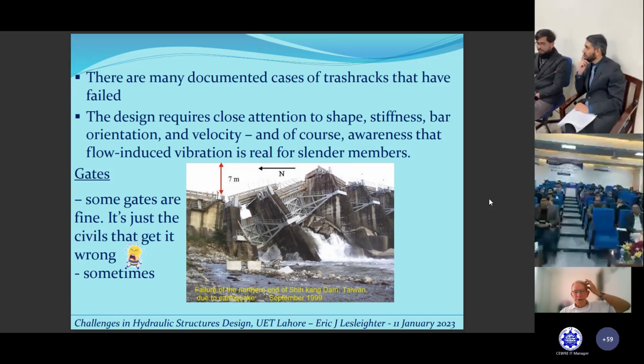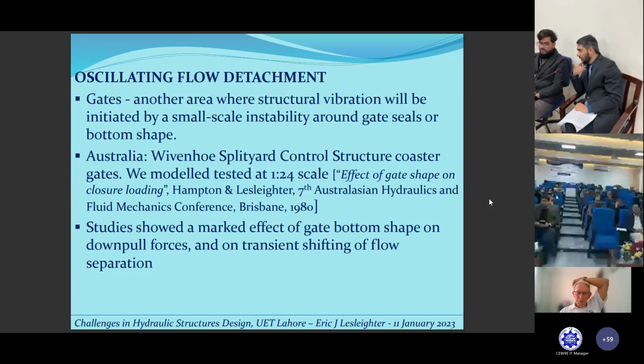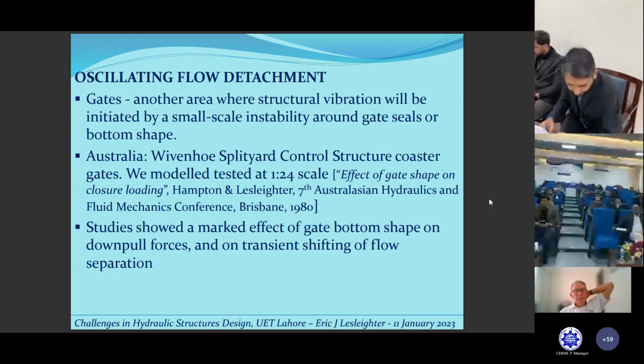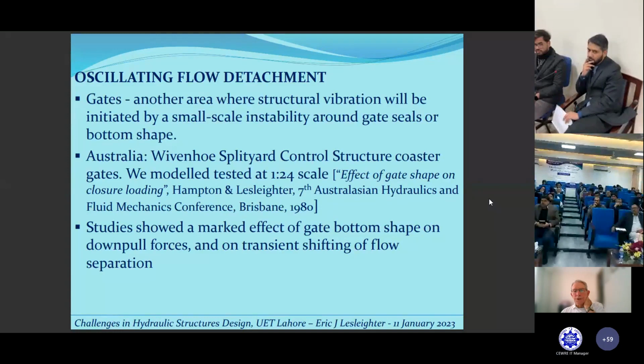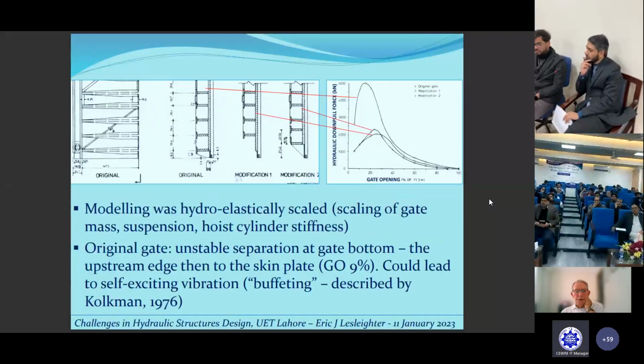Studies showed a marked effect of gate bottom shape on downpull forces and on transient shifting of the flow separation. In this case, we tested, you have the drawings there, an original and a modification of the bottom of the gate. On the right-hand side, the downpull force on the gate was very much dependent upon the shape of the bottom of the gate. So modifications were used then to avoid the excessive downpull forces.